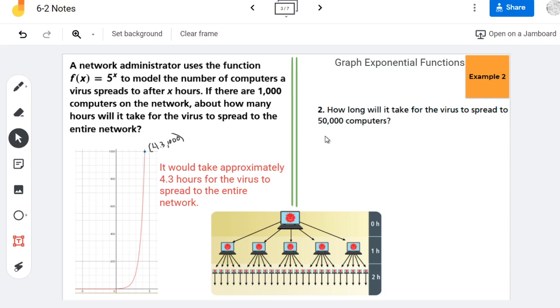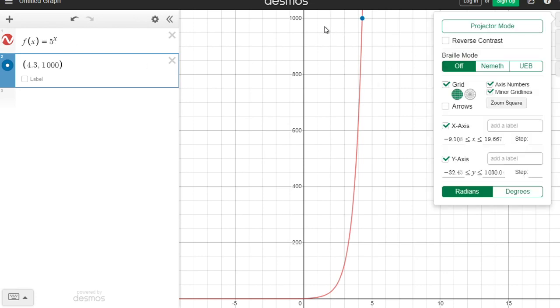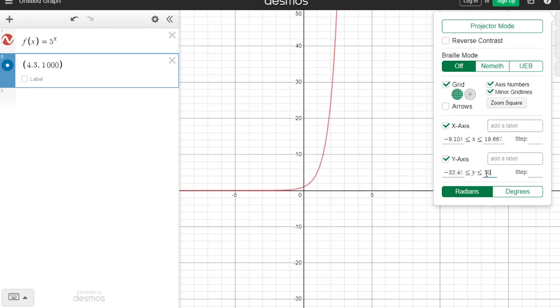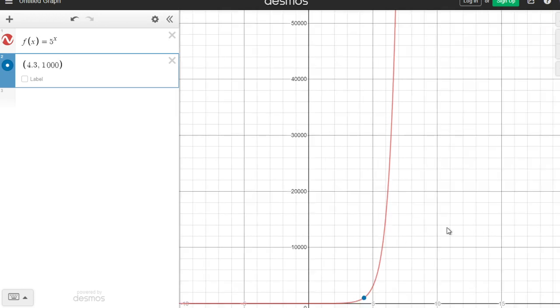Now part B on this, it's asking about 50,000 computers. Our process is going to be the same, but I need to take my y-axis now and call it 50,000. I'm going to zoom out just a little bit more so I could see it. So 50,000 is about right here, right? A little higher. So it looks like it's about 6.7 hours. So I'm going to update our point so that it shows it on there.